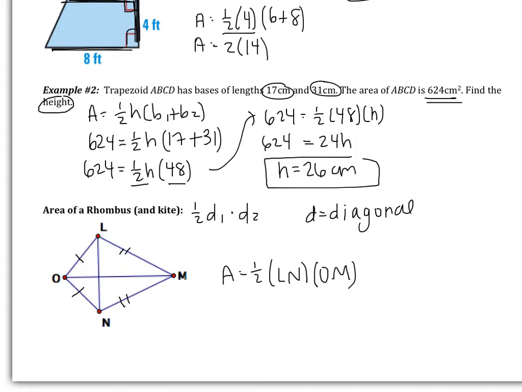And this also applies to rhombuses. Remember, the rhombus has 4 congruent sides. So just drawing us a little picture of a rhombus. It's kind of like a smushed square. All 4 sides are congruent. So the same formula applies to a rhombus as does a kite. Because the formula involves diagonals, I want to quickly remind us of some of the diagonal properties. So if you would flip the page, please.